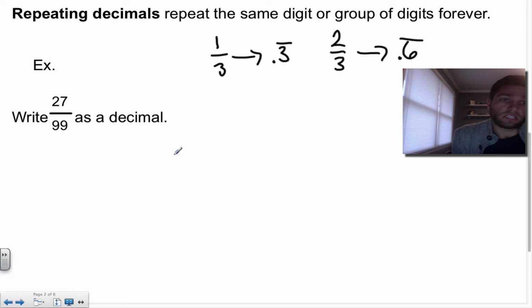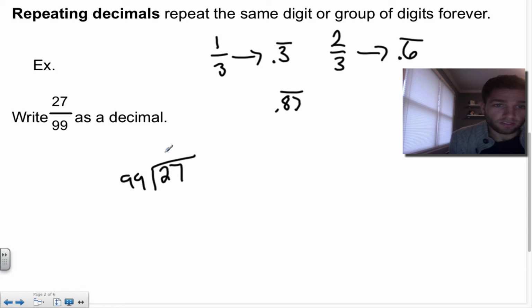So just another example, if you're doing a little bit of long division, you sometimes might come across repeating decimals where it repeats one digit or a group of digits like 0.87, 87, 87, 87, 87, 87. So let's look at this one right now. 27 over 99. Write it as a decimal. Well, to do that, I need to set up some long division.